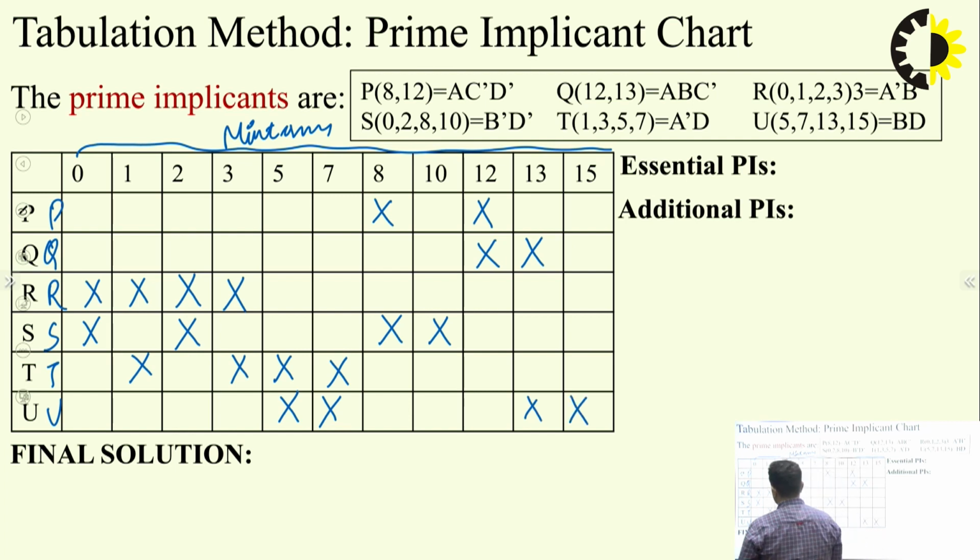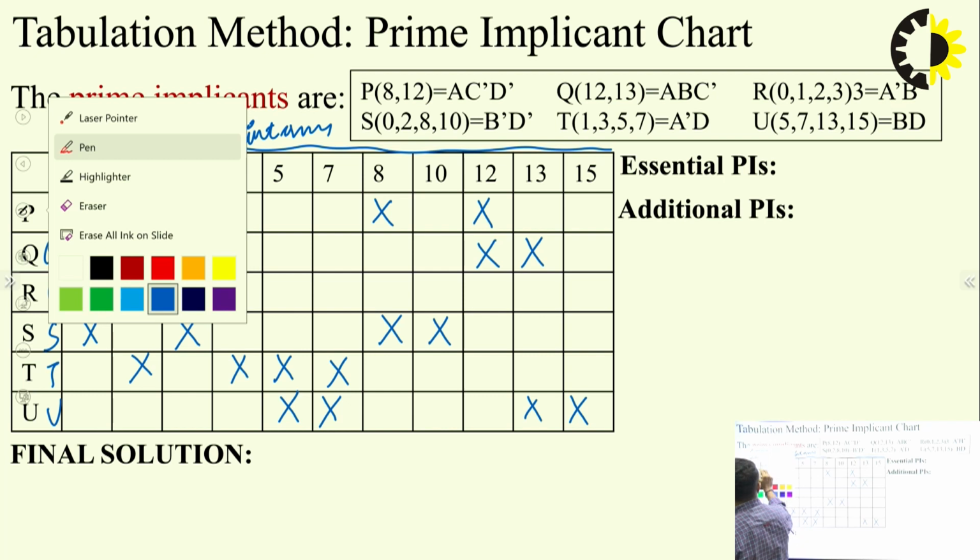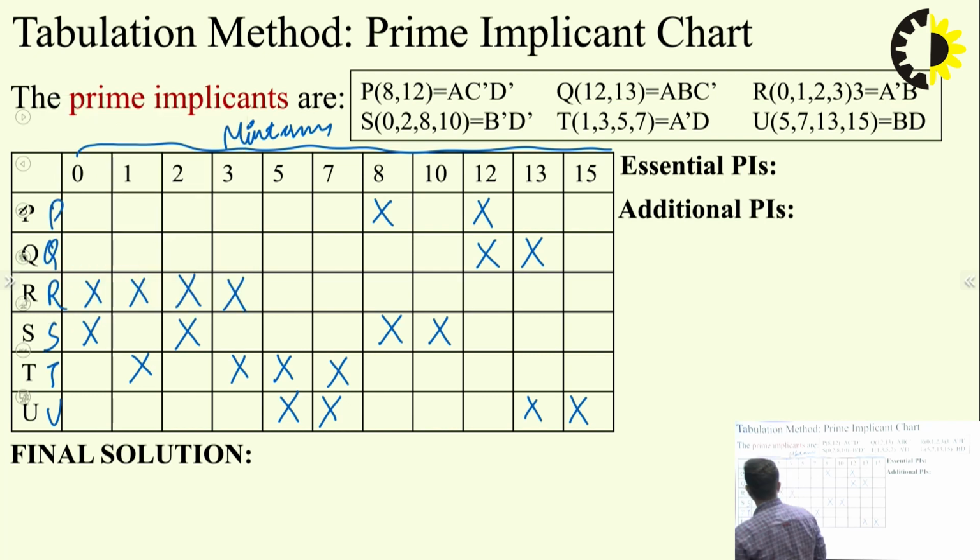Okay. So after entering these crosses in the prime implicant table, we need to check the columns. We need to check every column and identify the columns where there is a single cross. I check column 0, there are 2 crosses. Column 1, 2 crosses. Column 2, 2 crosses. Column 3, 2 crosses. Column 5, column 7, column 8, column 10. This column 10 has only a single cross. So I circle this cross.